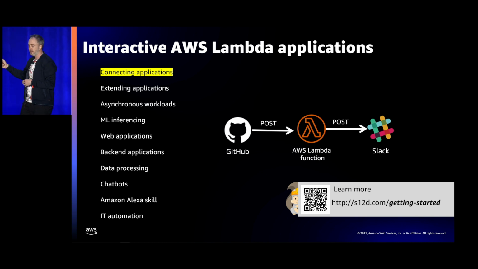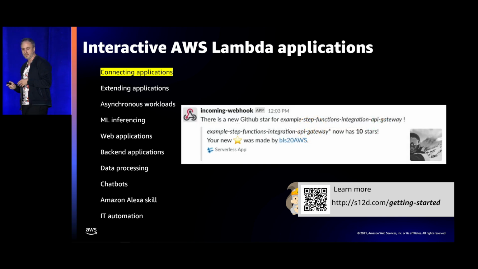And this actually forms the basis of a whole series of getting started content, which you can go to at s12d.com/getting-started. It's blog posts, example code, and you can build this application from the ground up. So this is the output of that application. This is the kind of message that it generates in a Slack channel. It says there's a new GitHub star, and it gives the example of the GitHub repo, and it says the amount of stars that that GitHub repo currently has, and it gives you the name of the person that made that star.